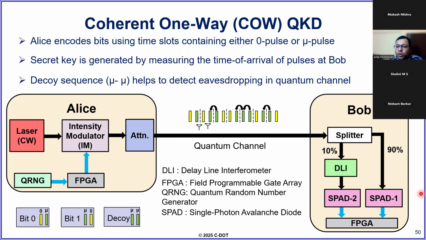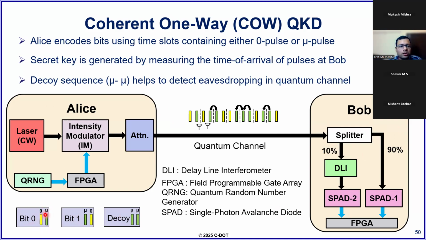So bit 0 and bit 1 will be detected here. By chance, if a decoy state comes here, we will discard that. And similarly, if bit 0 and bit 1 come here, we will discard that. So this aspect is only responsible for detecting bit 0 and bit 1, and this aspect is only responsible for detecting the decoy state. Because it is a passive splitter, it may so happen that sometimes bit 0 or bit 1 will come here, sometimes the decoy state will come here. So we need to discard that. That's how the protocol is designed. So this is the coherent one way.